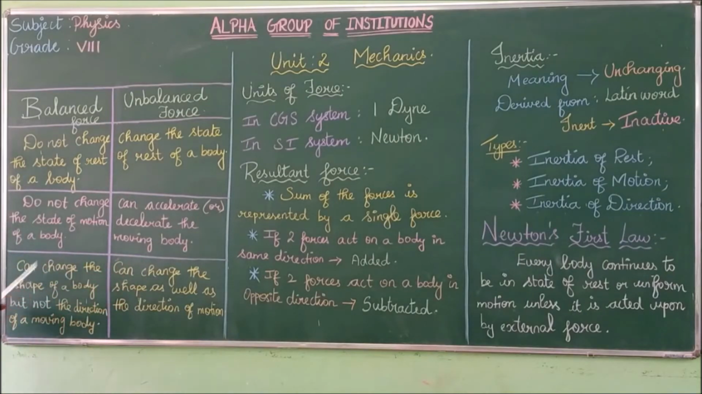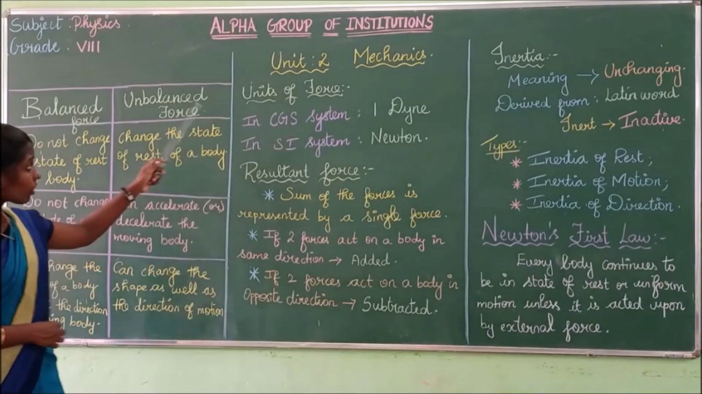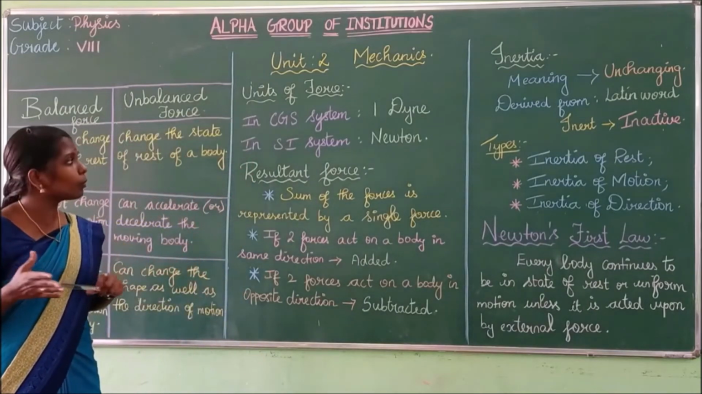Next, balanced force can change the shape of the body, but it can't change the direction of the moving body. Unbalanced force can change the shape as well as the direction of motion. Next, we have seen what is force. Force is the push or pull acting on a body.